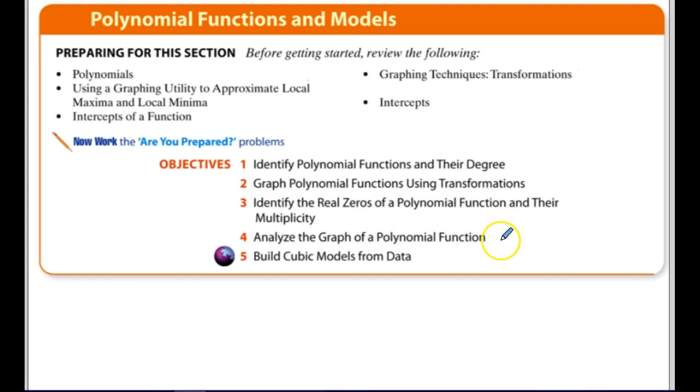Then I looked at some graphs. I analyzed and built graphs of polynomial functions. And then I used Desmos to build some cubic models. And remember that when we're building these models from data, we also want to use our graphing calculator or Desmos to help us see which model actually fits best. And you can see that in both of those pretty easily.